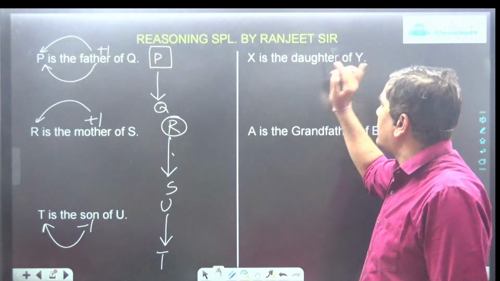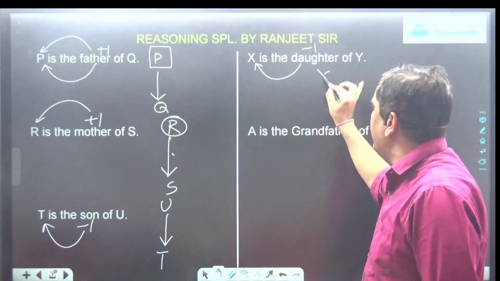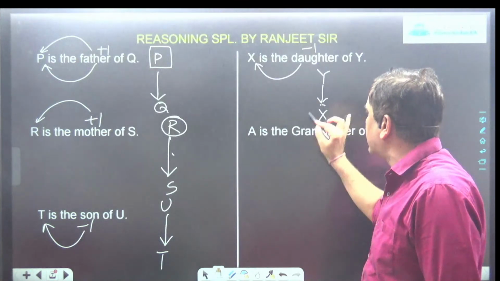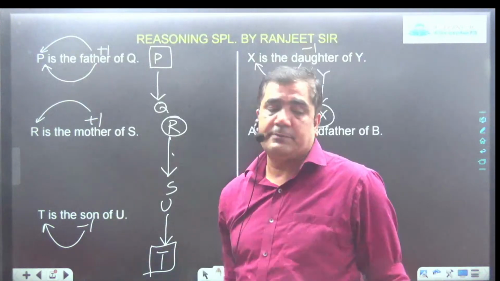Next, X is a daughter of Y. Daughter means what? Minus 1. Who is the daughter? X. So I will say Y over X. X is a daughter, so X is female. Here T is son, so T must be male.